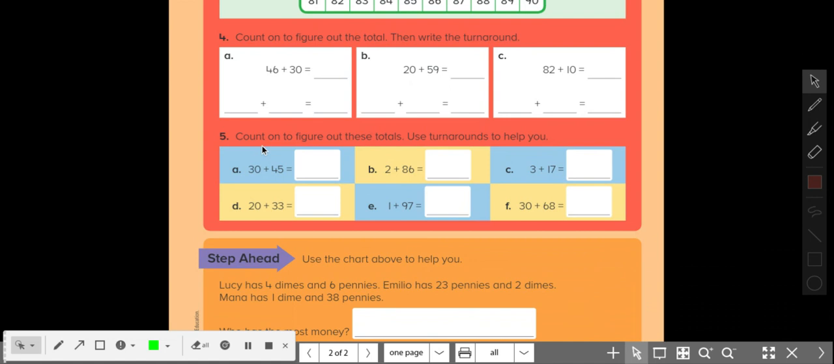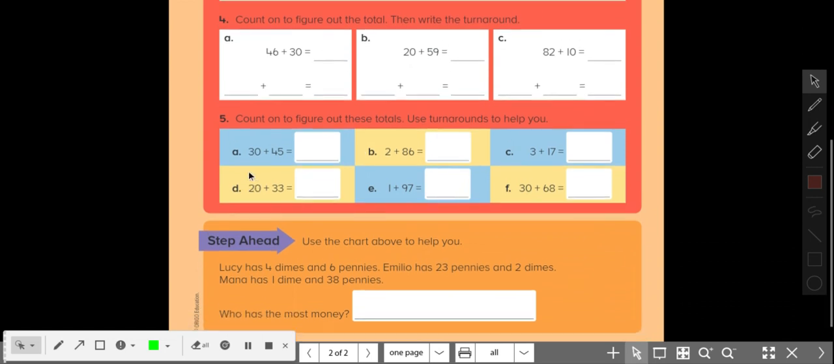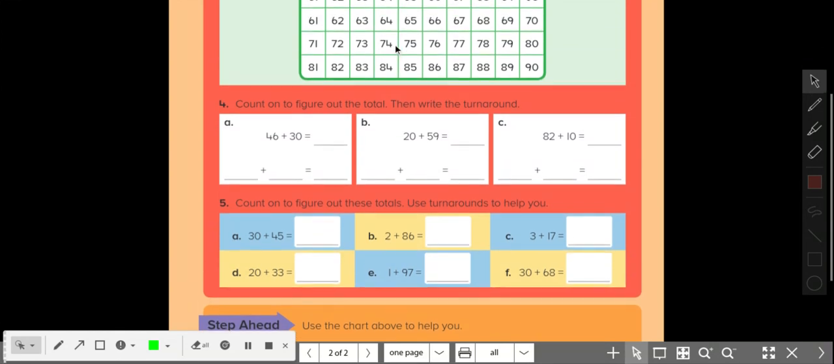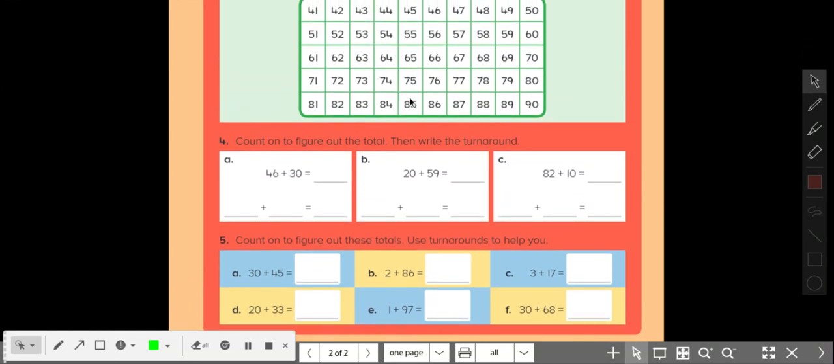Let's look at number 5. Count on to figure out these totals. Use turnarounds to help you. So again, you can use the number chart up here at the top to help you figure these out. 30 plus 45 equals blank. So we always start with the bigger number when we're using the hundreds chart, okay? So 45, and I'm going to jump down 30, 10, 20, 30, and then write my answer. It says you can use the turnaround fact if you need to help you.